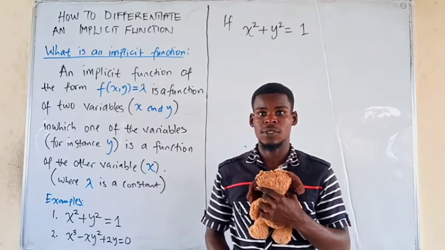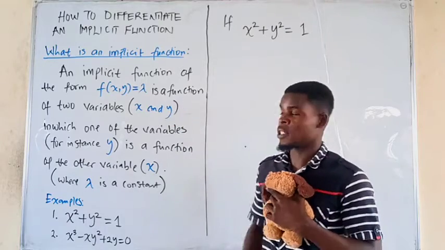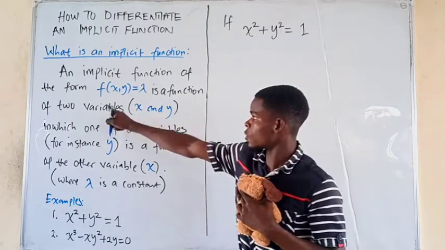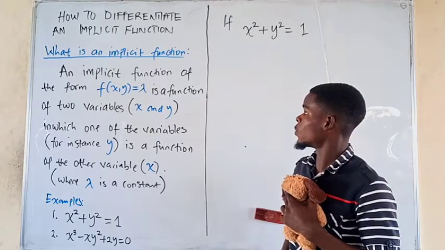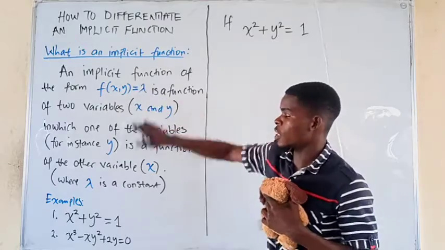Now in this video, we're going to learn how to differentiate an implicit function. But at first, I'll tell you what an implicit function is. An implicit function is a function of the form f of x, y equals lambda, where lambda is just a constant.